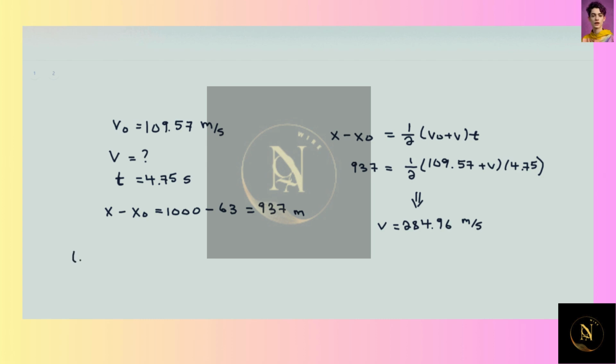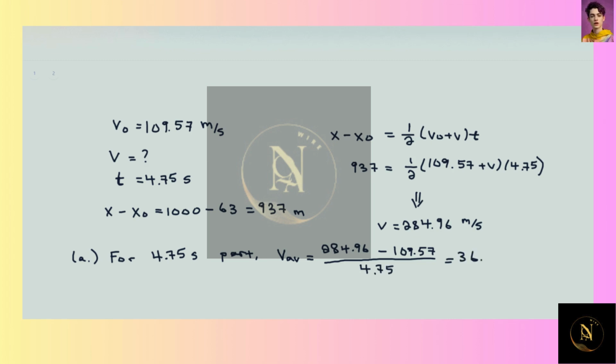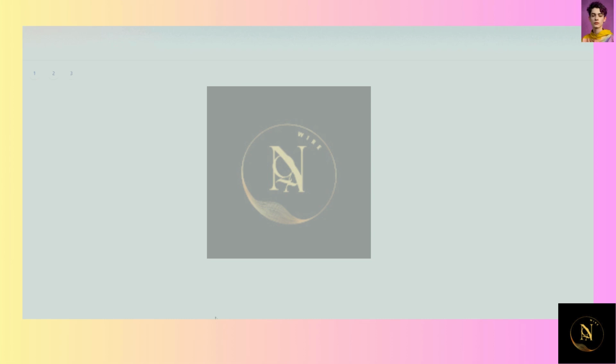And now we can actually start to calculate the things we need to calculate. So for the 4.75 second part, the average velocity is the final velocity, which is 284.96, right, this guy, minus the initial velocity, which is 109.57. And we divide by the time that took, which is 4.75 seconds. And I get 36.92 meters per second. I'm going to do the other part on the next page.